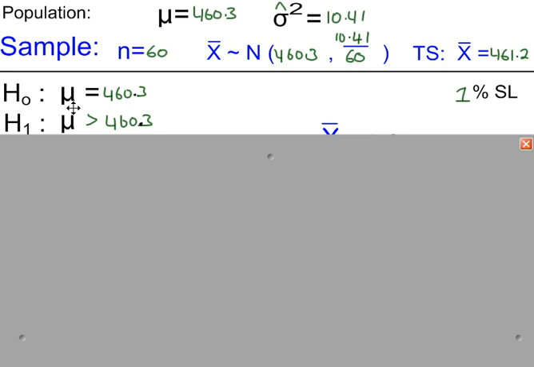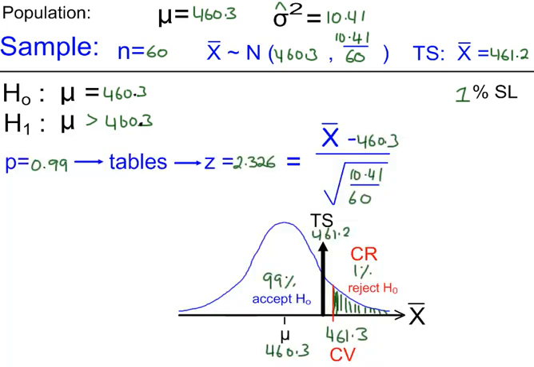So H0, the null hypothesis, is 460.3, and for H1 we're looking for an increase. Using a 1% level of significance, we have 1% here, 99% here, so looking up 0.99 from the tables gives a Z value of 2.326.